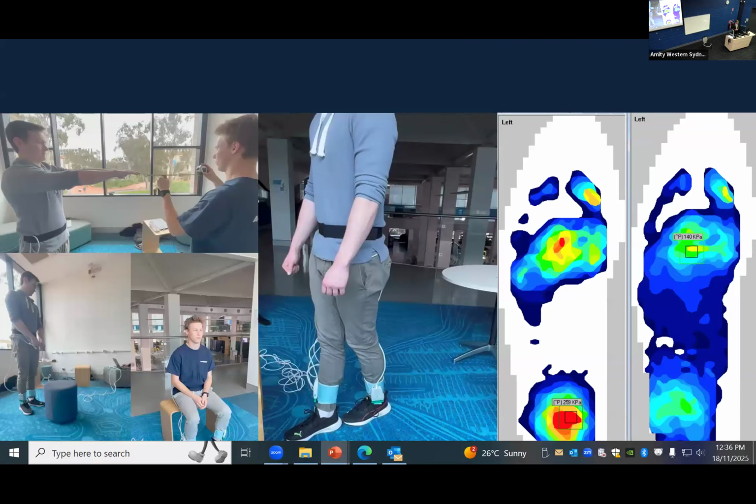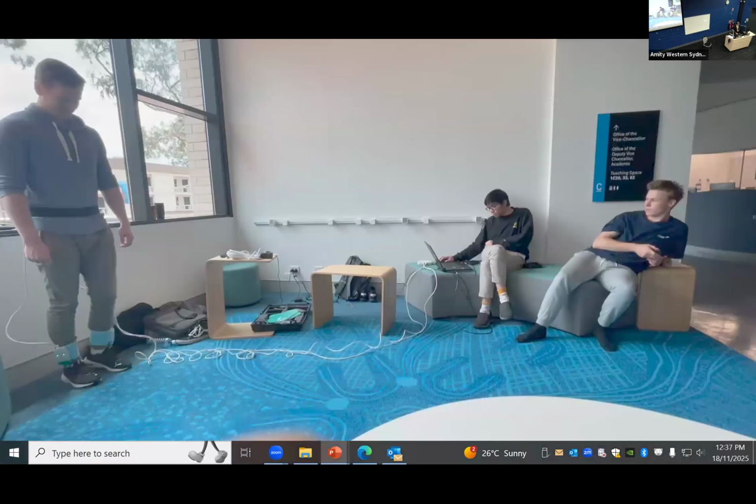Here again, a couple of students doing the balance test. This is what happens in nursing homes. We're just automating it through our sensors. Everything helps and everything works.